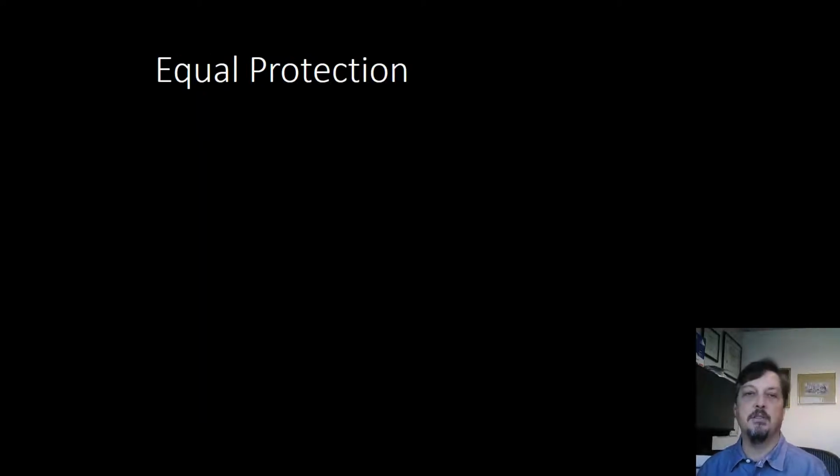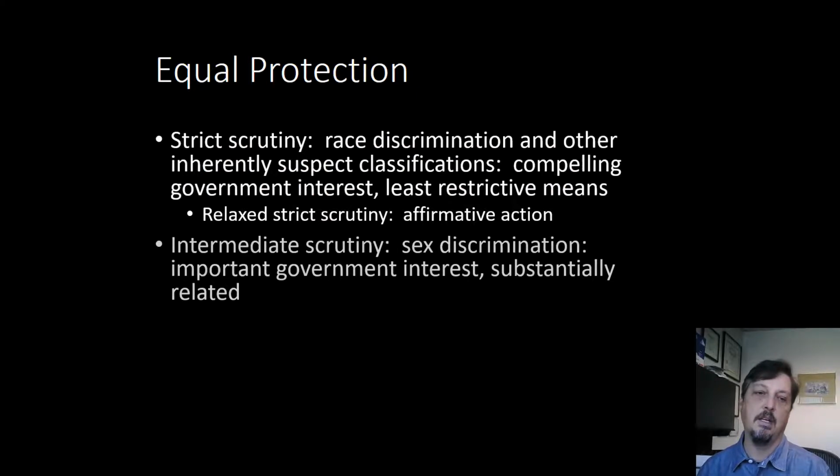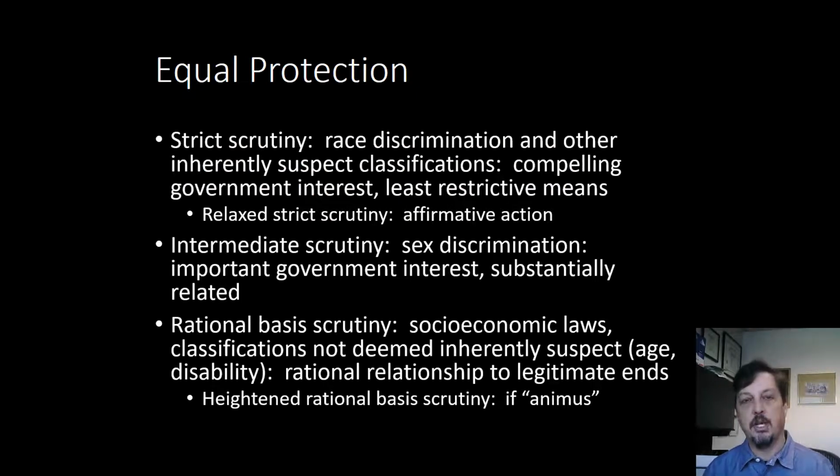We then turned our attention to the Equal Protection Clause, and we noted the three general approaches to review under equal protection. Remember, with substantive due process, someone is asserting a right as against the government. For equal protection, someone is also asserting a right as against the government, but the government is making distinctions between different kinds of people. Strict scrutiny, we said, applies generally to race discrimination and other inherently suspect classes, and it requires a compelling government interest and the least restrictive means.